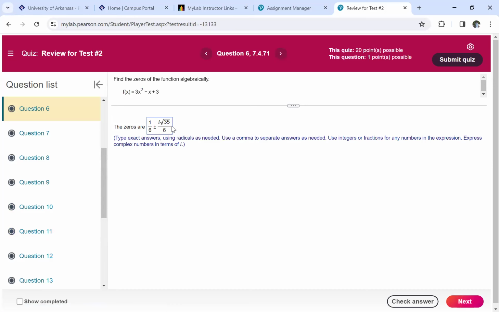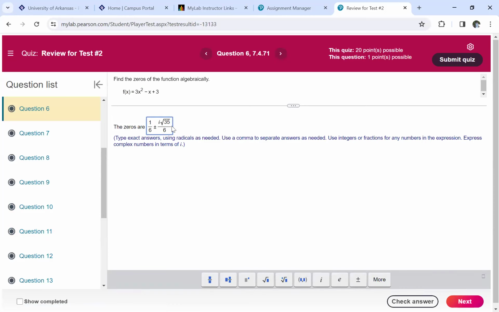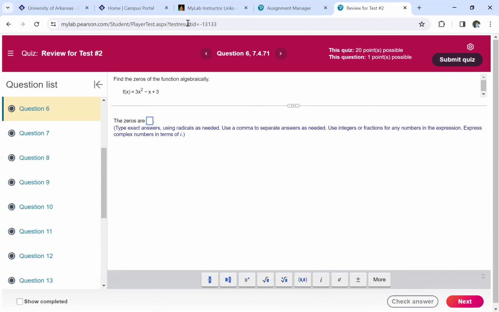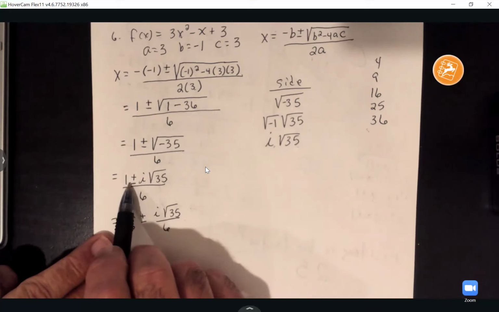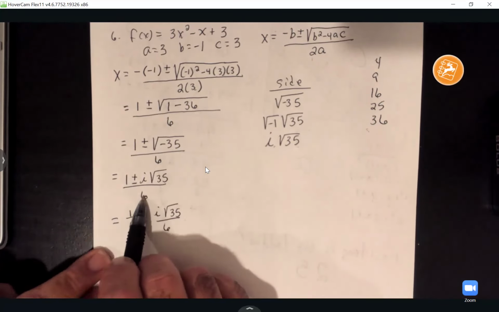Okay, so let me clear this one out. Let me write my answer down real quick: 1/6 plus or minus i square root of 35. So let me show you how it looks on that. Let me delete that. So let me share my screen. So on number 6, when we finished it, we had 1 plus or minus i square root of 35 over 6.